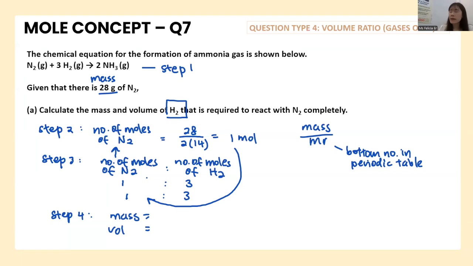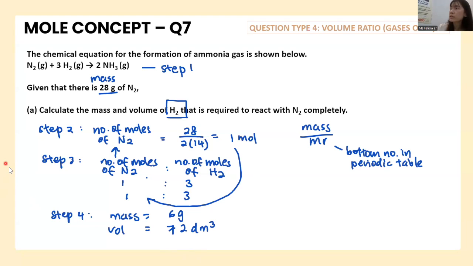So in the end, what answer do you all get for the mass? What's the mass of hydrogen? What do you all get? Correct, 6 gram. What's the volume that you all got? 72 dm cube. Wait, let me just double check. Volume, number of moles times 24. Yeah, correct. Okay, so everyone is done, right? Can get the answer, right? Don't need me to explain, right?